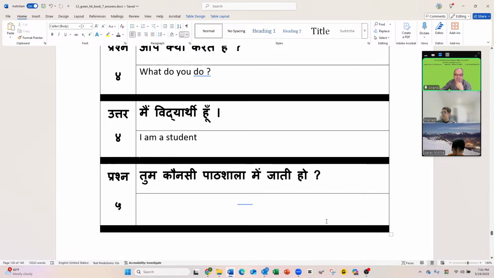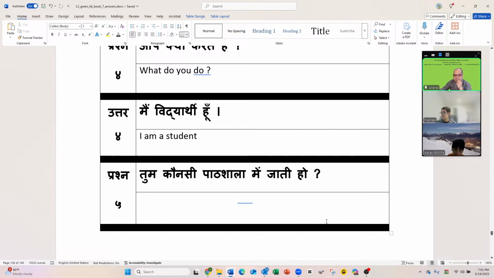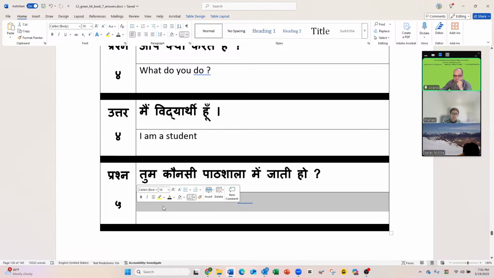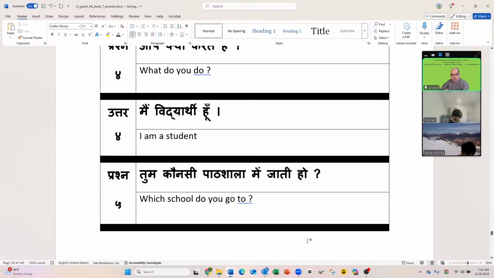Okay. Prahlad, read the last sentence on the page. तुम कौन सी पाठशाला में जाती हो? Okay. What is the meaning? Which school? What school do you go to? Okay, go and write that down.